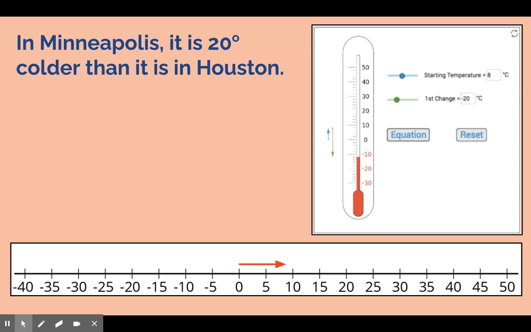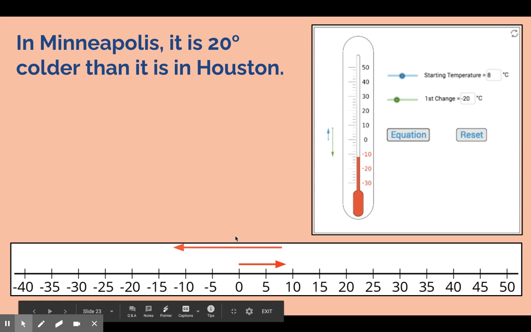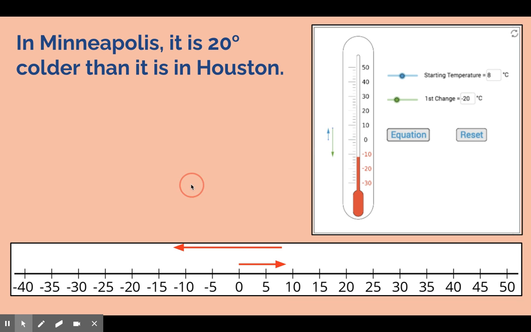So let's remember that the initial temperature of 8 is represented by an arrow starting at 0 going to 8 on the number line. Because this says it is 20 degrees colder, there's a decrease in temperature, which means that we're going to draw an arrow starting at the tip of my first arrow going 20 units to the left to give us a final answer that falls at -12.